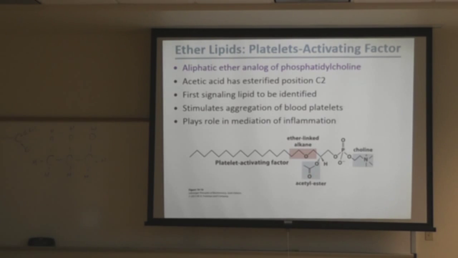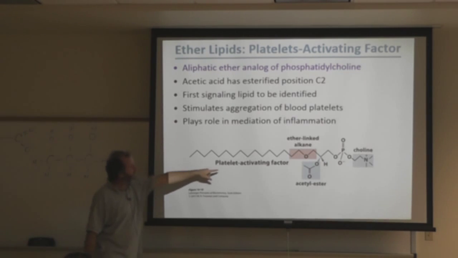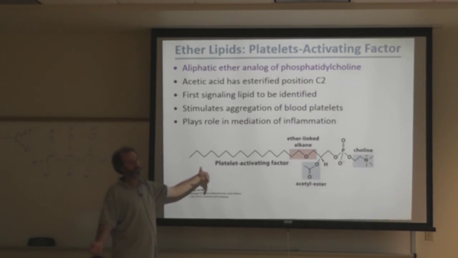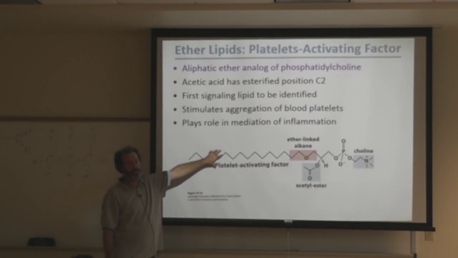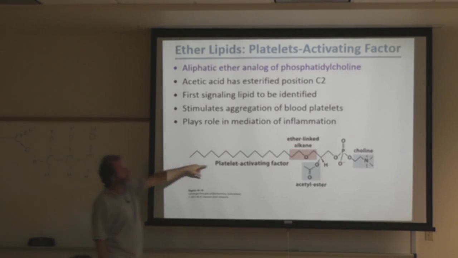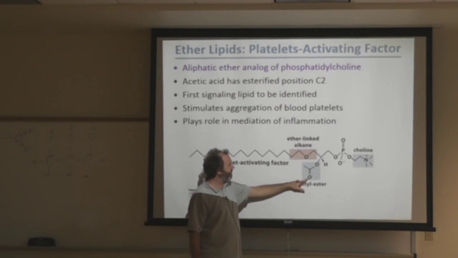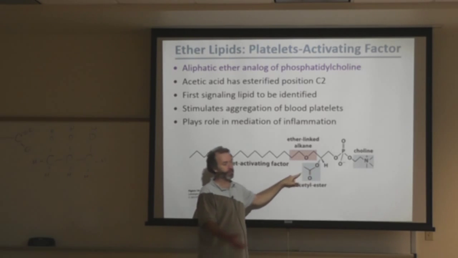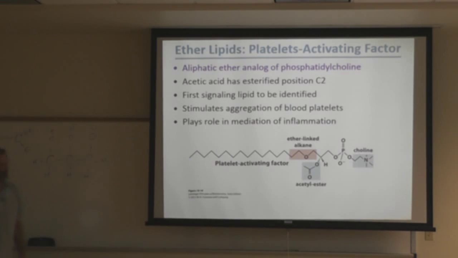One of the more common ones that we see in human physiology is platelet activating factor. So this plays a role in inflammation and clotting. Toxic shock syndrome, this is involved in that. Have you guys heard of that before? So here you have an aliphatic ether, and this time it's the ether-linked alkane, so it's saturated, and then an acetyl ester group, so you have an acetic acid rather than a long-chain fatty acid for the ester on the number 2 carbon, and then choline is the head group.